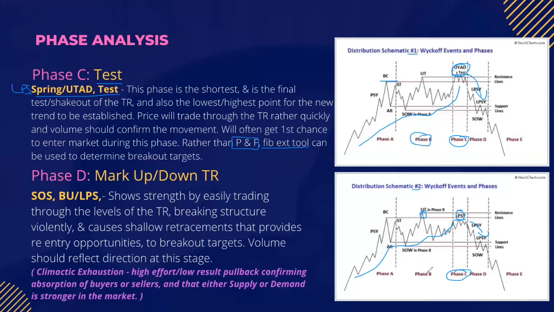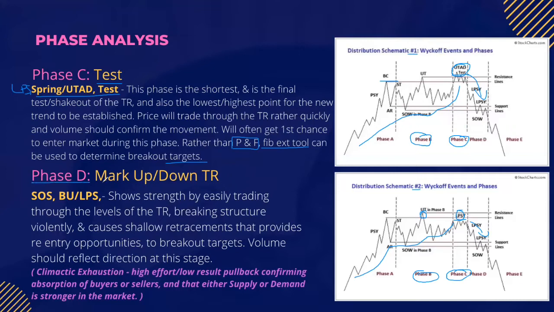Based off the consolidation, we can measure the consolidation. And again, the law of cause and effect is applied here. So we're measuring the cause to determine the effect, right? And remember, those targets are the desired price points of the larger market operators: composite man, institution, banks, whatever floats your boat, right? So again, that's phase C, final test of the range.